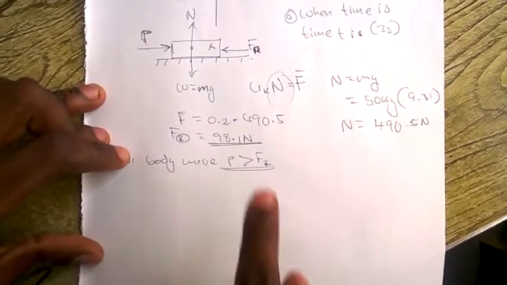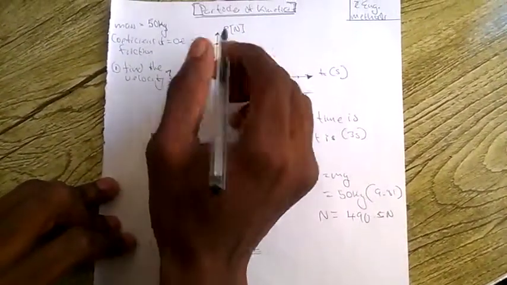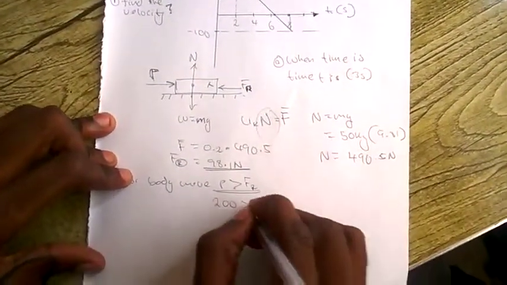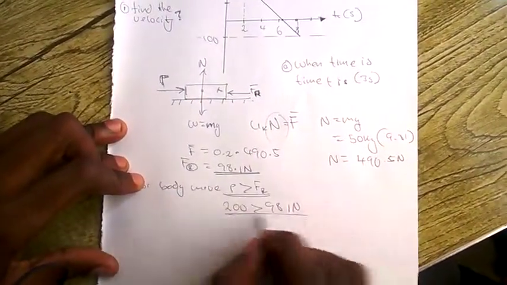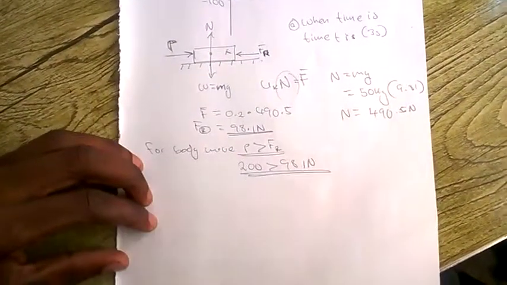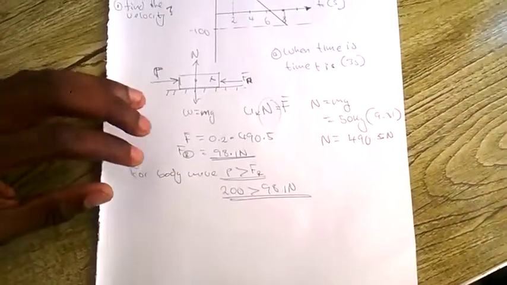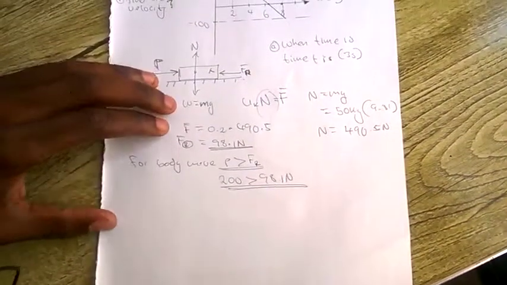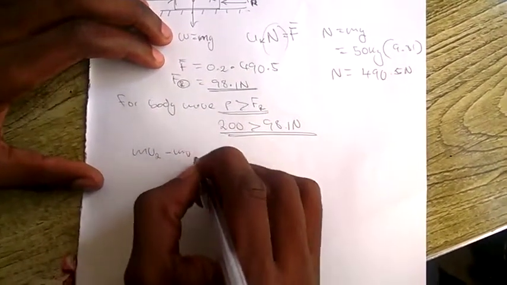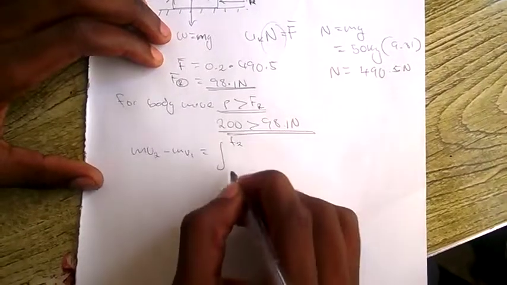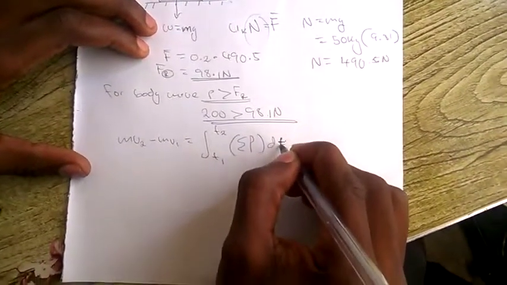From our diagram here, our graphical representation, we have the value of P being 200, and obviously it is greater than our friction force, which means that the box will move. Now, in order to find the velocity at this time, we are going to use the momentum relation, which is mv2 minus mv1 is equal to the integral from t1 to t2 of the summation of P dt. This is our relation.